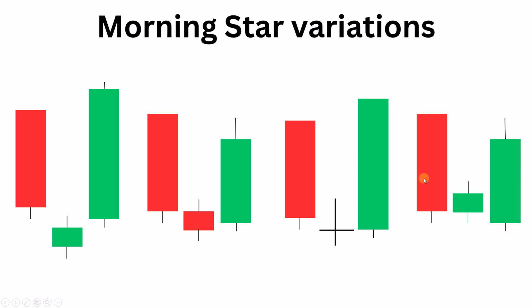And next we have this: a red candle, a green candle, and a green candle. This can be green or red, this can be green or red, and this can also be green or red. Now here the third candle has opened with a gap down, but it has closed above the midpoint of the first red candle. The main thing that we want is that the green candle must close above the midpoint of the body of the first red candle. So that is what we want.